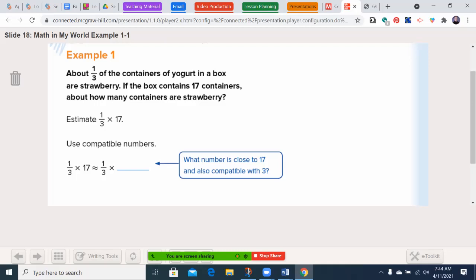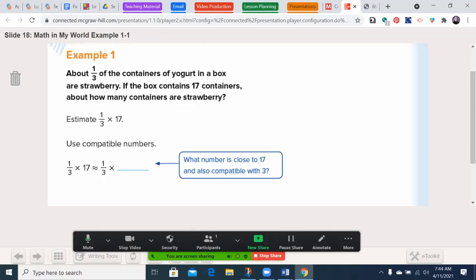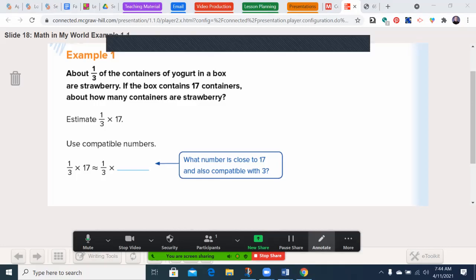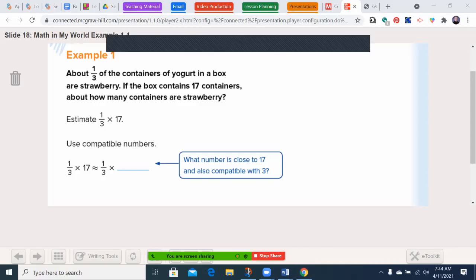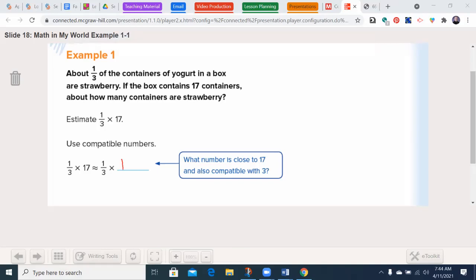So let's look at example basic. About 1/3 of the containers of yogurt in a box are strawberry. If the box contains 17 containers, about how many containers are strawberry? Well, the first thing I notice, and you kind of saw me give it away by accident, is I need to use a compatible number for 17 that 3 will go into. And if you think of skip counting by 3, 3, 6, 9, 12, 15, 18, 17 is closer to 18 than it is to 15, so let's use 18.